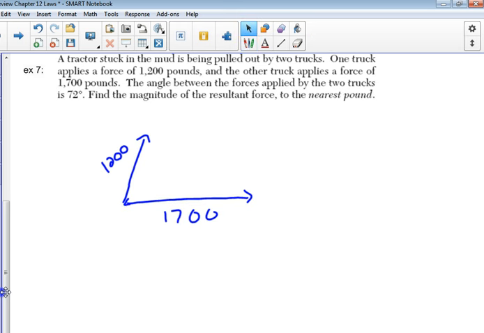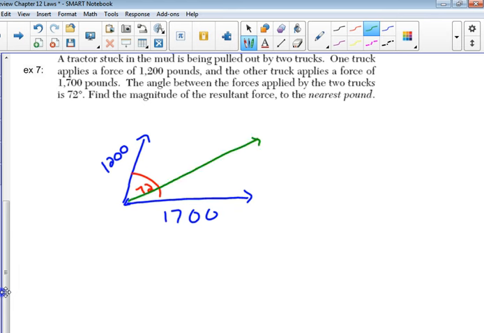72. So this is 72. Okay. They ask you to find the magnitude of the resultant force. So the resultant is that line. We don't know what this is. Can I say that this is like 36 and 36? No, because the two forces are not the same, okay?